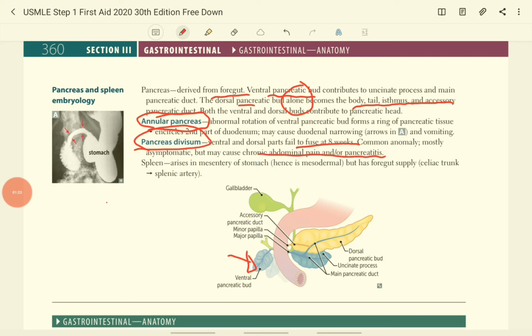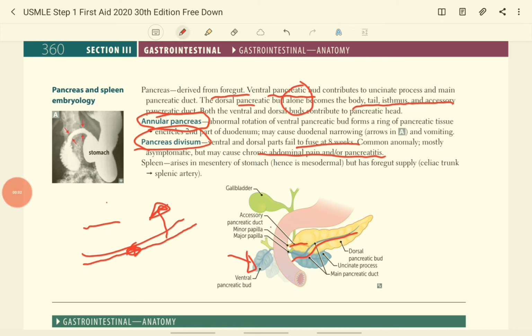Why this? Because if these two ducts are not properly fused, it will appear like this. Normally the lumen of the major pancreatic duct is a little widened, that is normal. But if it is not fused, the lumen of the major pancreatic duct becomes narrow and gets occluded. As a result, there will be enzyme release into the pancreas, and this leads to pancreatitis and pain.